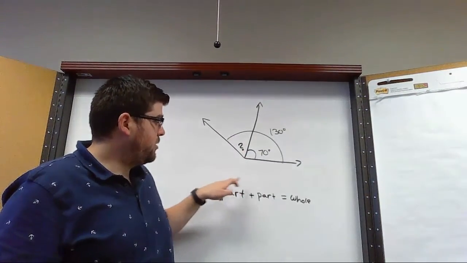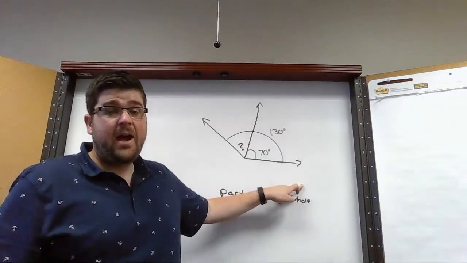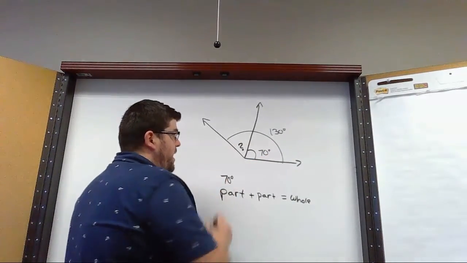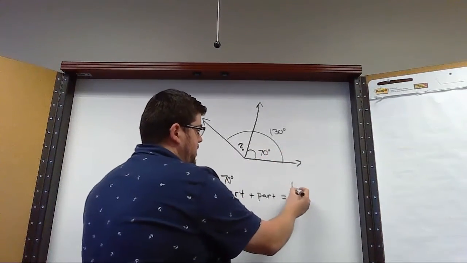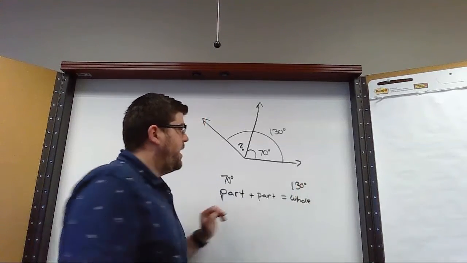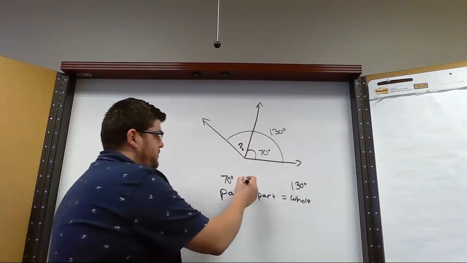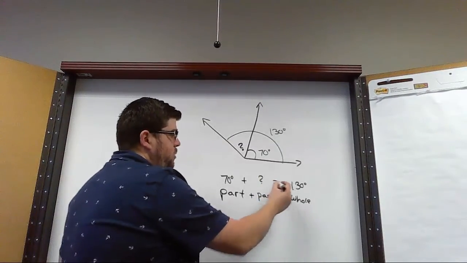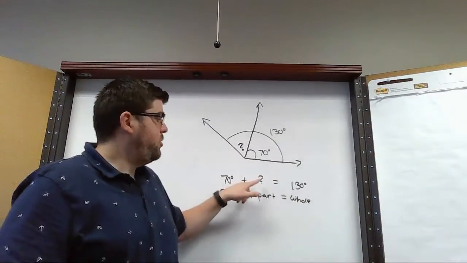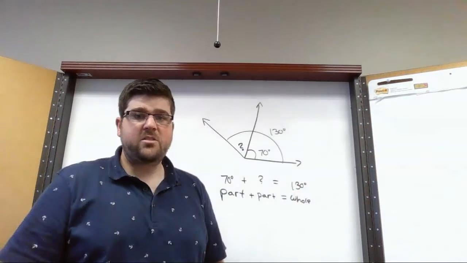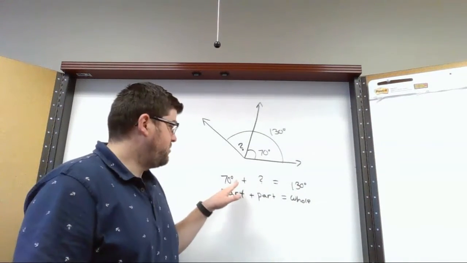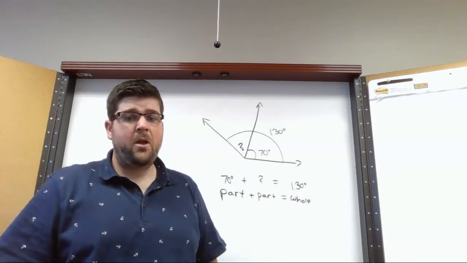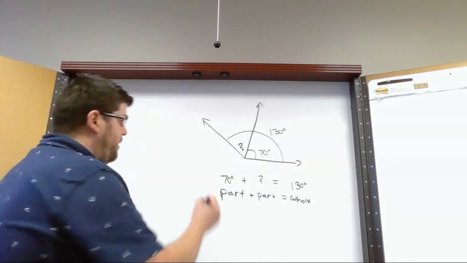So in this case, do I have a part plus a part to equal a whole? I actually don't. I have a part, 70, and I have a whole, which is 130, and then I have a question mark. So I'm just going to put my question mark there. So in essence, what we're doing now is we're saying 70 plus a number equals 130. Now there's a couple of different ways you could do that. We could count on from 70 to 130 and see what number we get to. Or we could go the other direction, and I would actually do this.